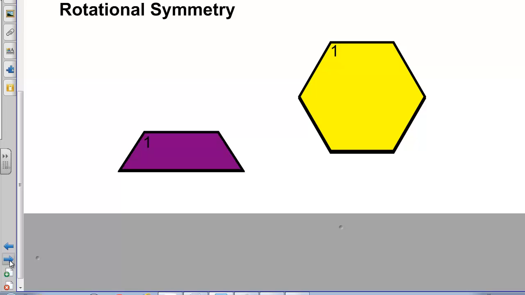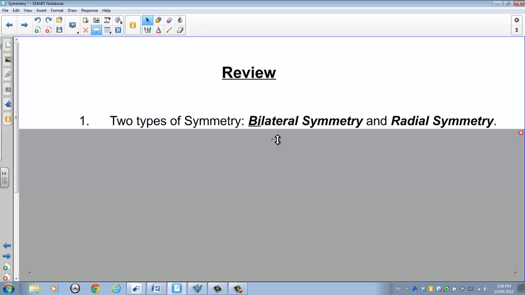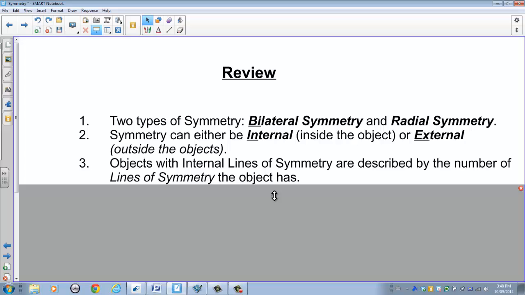And if we go into our quick review, so we've looked at 4 things. The first thing is there are 2 types of symmetry: bilateral symmetry and radial symmetry, or rotational symmetry. Number 2, symmetry can either be internal, which is inside the object, in which we have the lines of symmetry, or you can have an external, or outside the objects, between the two objects. The third thing is objects with internal lines of symmetry are described by the number of lines of symmetry the object has.